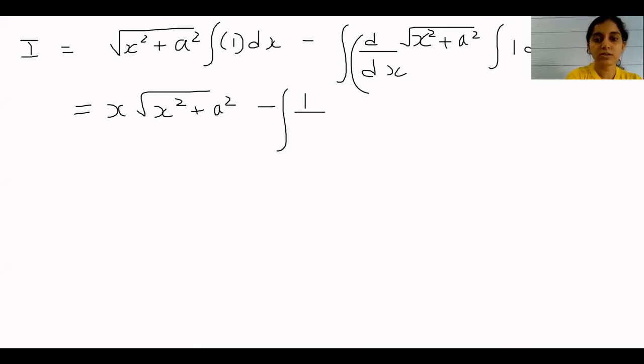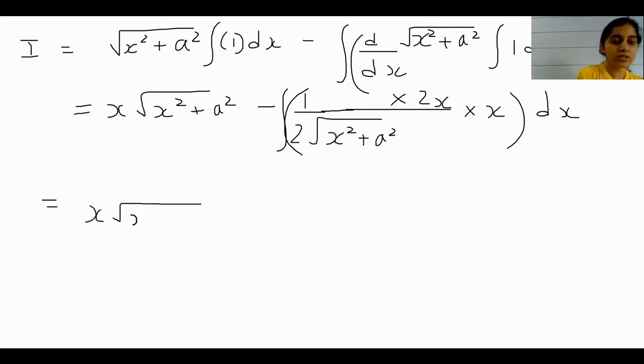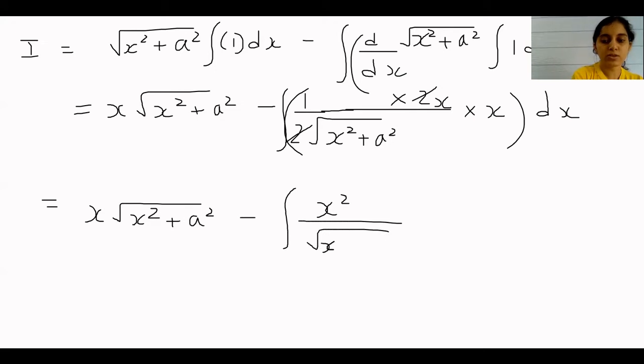The integration sign remains as it is, 1 upon 2 root of x square plus a square, into 2x into x, the whole thing multiplied by dx, which is equal to the first term as it is, x root of x square plus a square, minus 2 cancels out. I have integral x square upon root of x square plus a square dx.